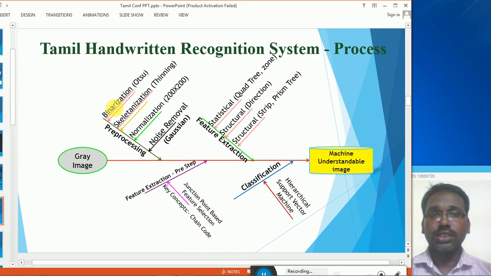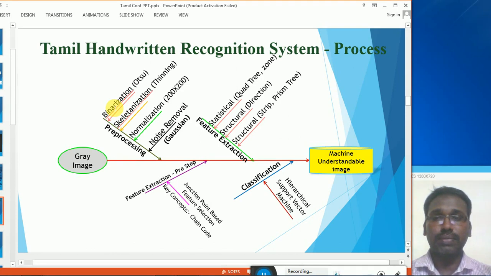Tamil handwritten recognition system process. A gray image or color image is taken for consideration, and we apply some default pre-processing steps. Binarization, what do we mean by binarization? It is converting a gray image into a two-tone image, that is a binary image. Otsu's algorithm helps with this, and the skeletonization algorithm gives the skeletonized image. Normalization techniques are used to get a clear image with a good size, and noise removal helps get a neat and clear image.